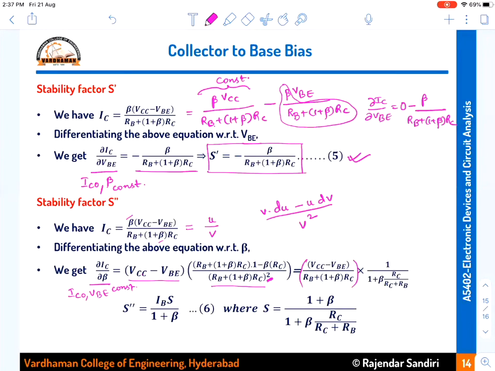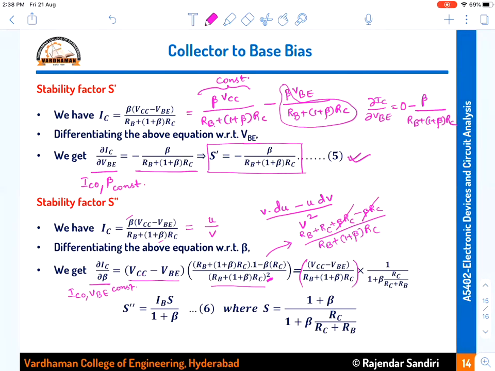Then the numerator, what is it that you have in this particular bracket? You just write (RB + (1 + beta) RC) multiplied, you will get RC plus beta RC, minus beta RC. One term from the denominator square, I applied to this first constant that is there in this pink bracket. The remaining is only RB plus (1 + beta) RC. Now minus beta RC plus beta RC cancel.